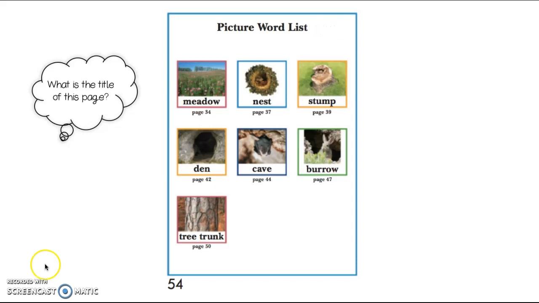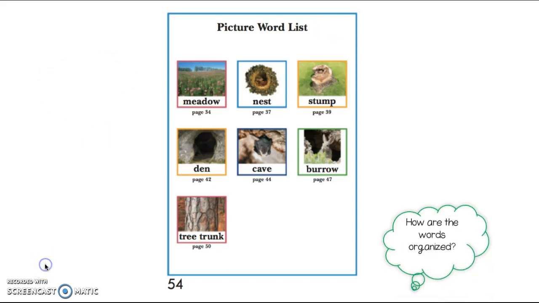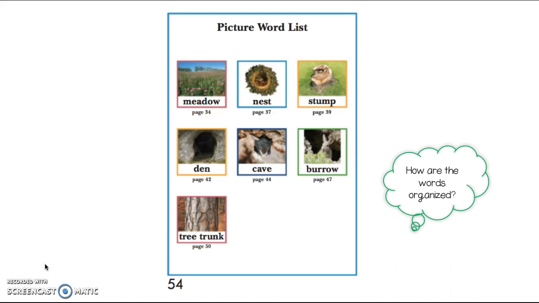Okay, so, all right, another question. How are the words organized? It said it's a word list. Let's look. Sometimes they're in ABC order, so let's see. A, B, C, D, E, F, G, H, I, J, K, L, M, N, O. No, that's not alphabetical order. M, N, S, D, C, B, T? No, no, no. That is not alphabetical order. So they're not alphabetized.